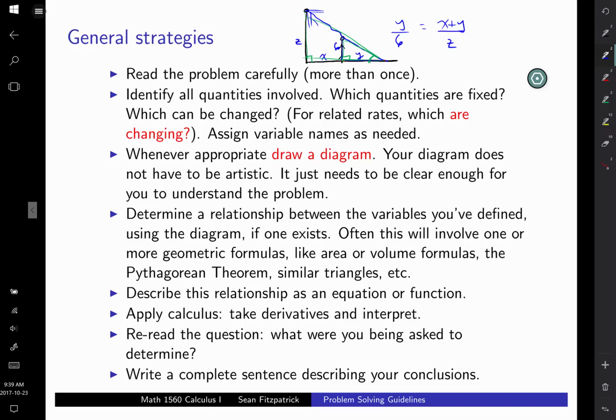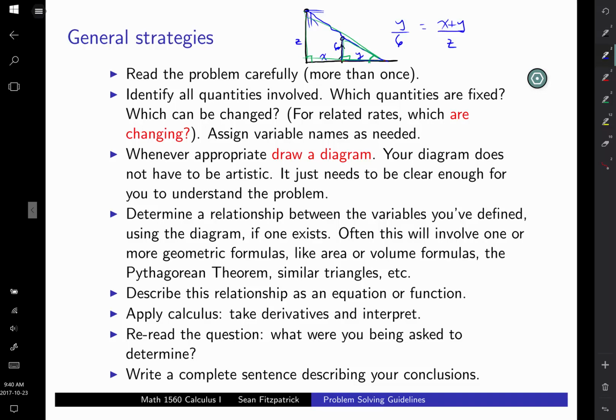So once you've got the setup, you've done your calculus, you've come to some sort of answer, the only other thing you want to do is go back and look and say, okay, I've got an answer. What is that answer telling me? Where am I going to use that answer? Because you always have to go back and look at the question again and say, okay, what was the question actually asking me to find?